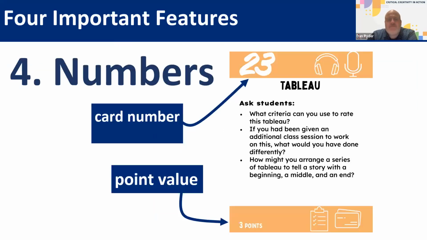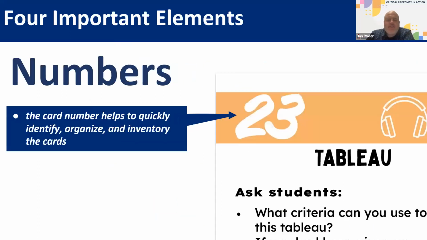And the fourth and final feature are the numbers. There's a card number and a point value on each card. The card number helps to quickly identify, organize, and inventory the cards. So if they're all discombobulated and out of sorts, you can easily figure out which ones you have and which ones you don't, and easily find the activity you need.